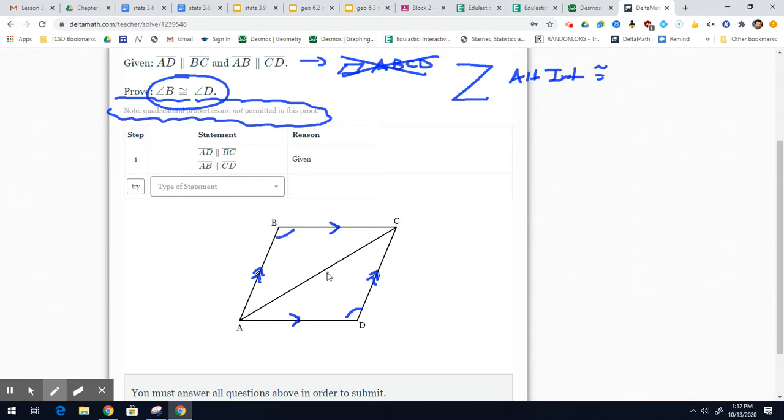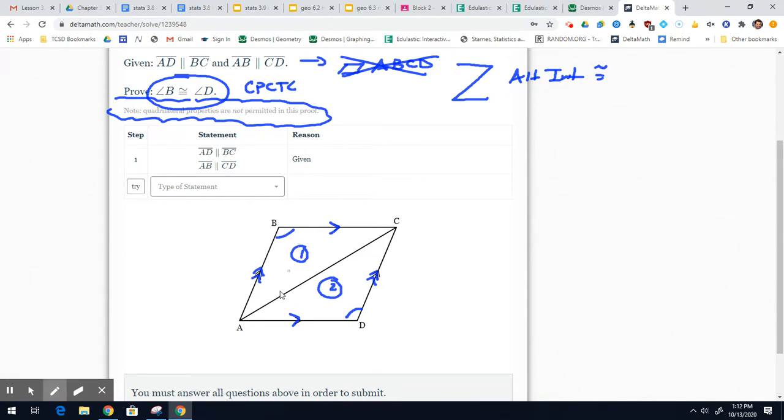Well, look what this parallelogram is broken into. It's broken into two triangles. How about we prove these two triangles congruent and then use CPCTC to prove those angles congruent? How about that? Well, how are we going to do that? Well, let's plan it out right now.